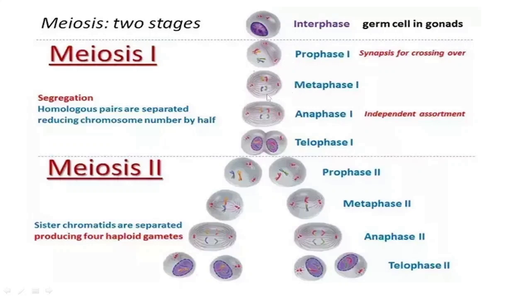In metaphase 1, what will happen? All the homologous chromosomes will get arranged in the equatorial plate, quite similar to the earlier cases of mitosis. So they will get arranged in the central plate. In the meantime, spindle fibers have formed from the centromeres. Then gradually the homologous chromosomes will be pulled apart.